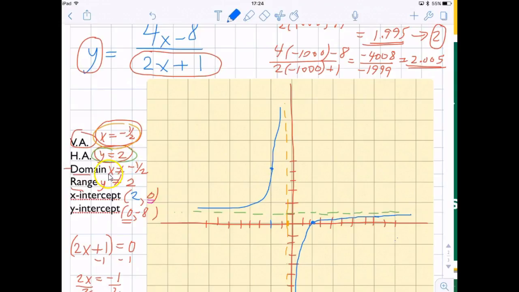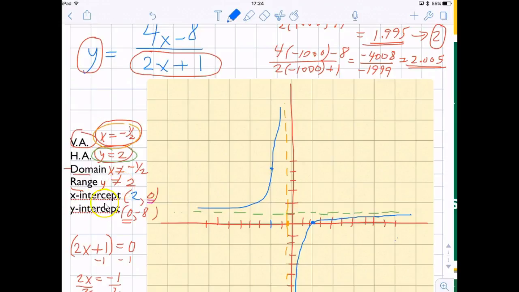Now the domain is going to be the legal values of x. The vertical asymptote are the illegal values of x. So basically they're the opposite of each other. If you know that the vertical asymptote is x equals negative 1/2, then the domain is x is not equal to negative 1/2. Same thing with the range. The range is the opposite of the horizontal asymptote. So instead of y equals 2, you have y is not equal to 2.